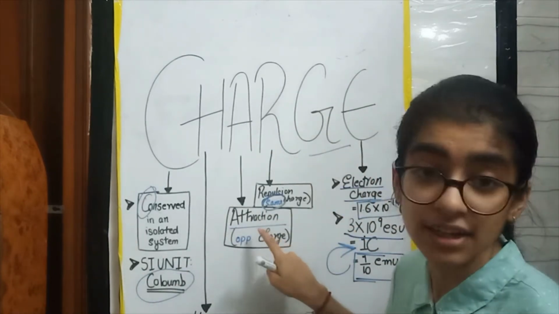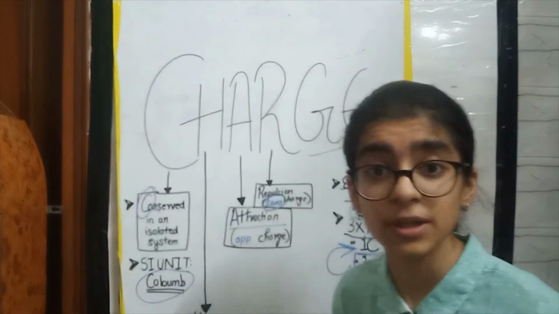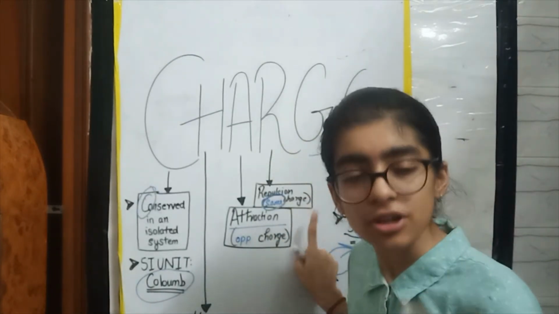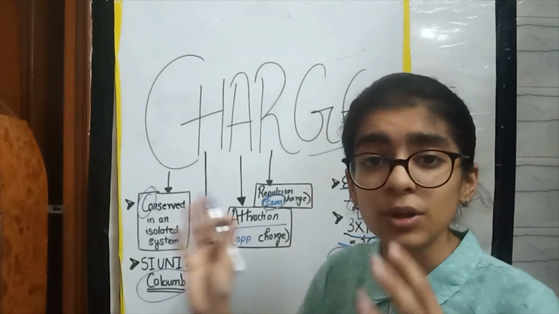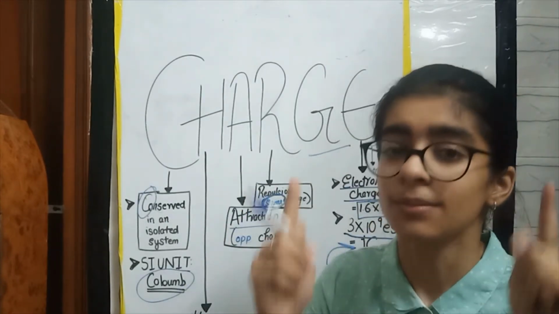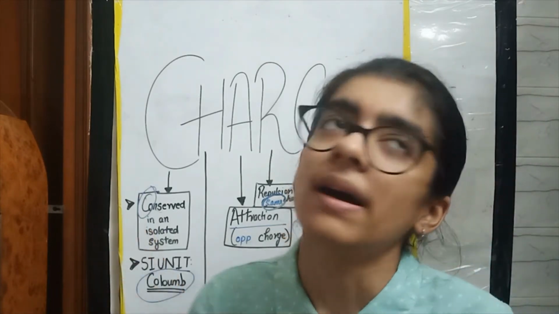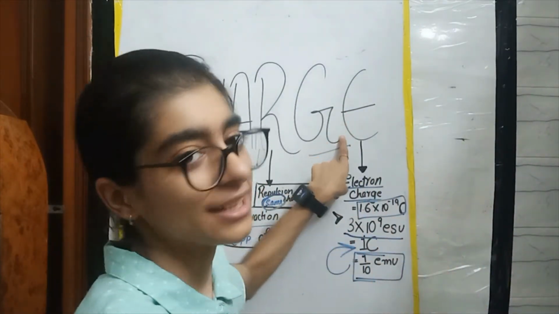A is attraction. Attraction is always between opposite charges. R is repulsion. Repulsion is always between same charges. G stands for nothing, but we have something for E.